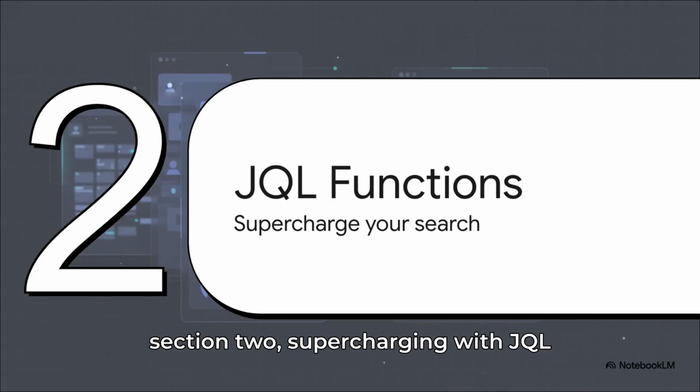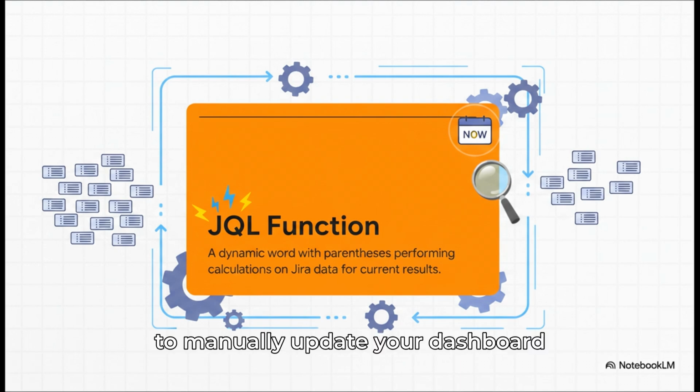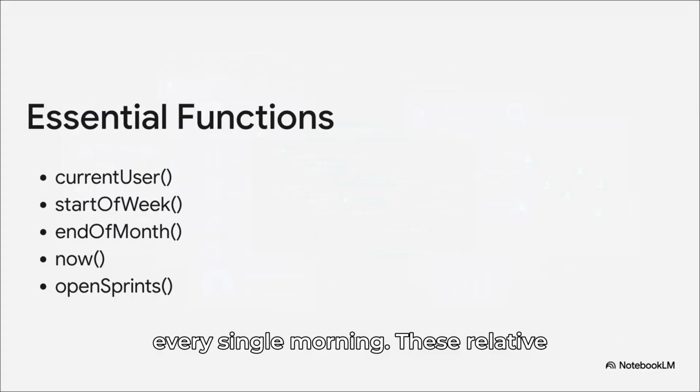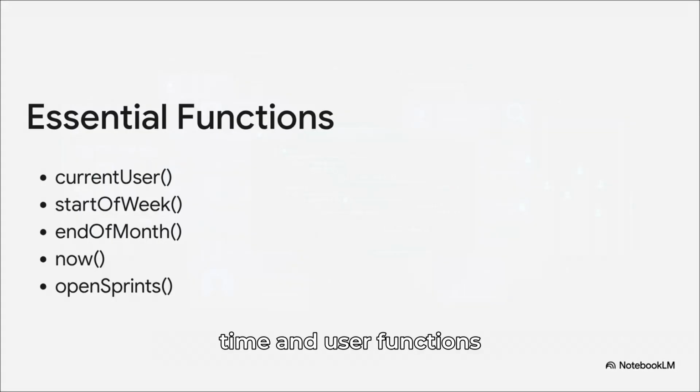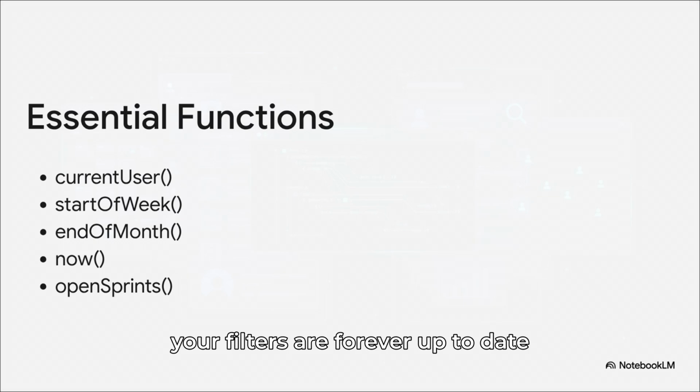Moving right along to section 2, supercharging with JQL functions. Think of functions like automatic power-ups. Instead of hard-coding a static date, like, say, October 15th, a function dynamically calculates the current reality. This completely saves you from having to manually update your dashboard every single morning. These relative time and user functions make your dashboards completely portable. When you use functions like start of week, updated date, or now, they dynamically adjust to the clock, so your filters are forever up to date without you lifting a finger.